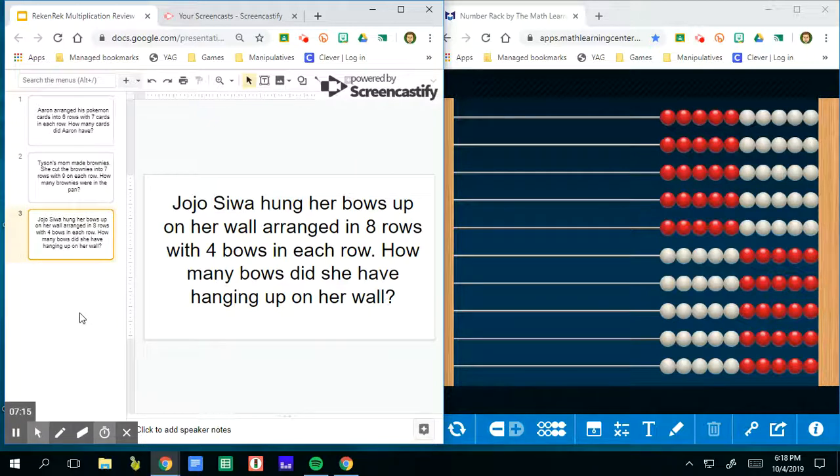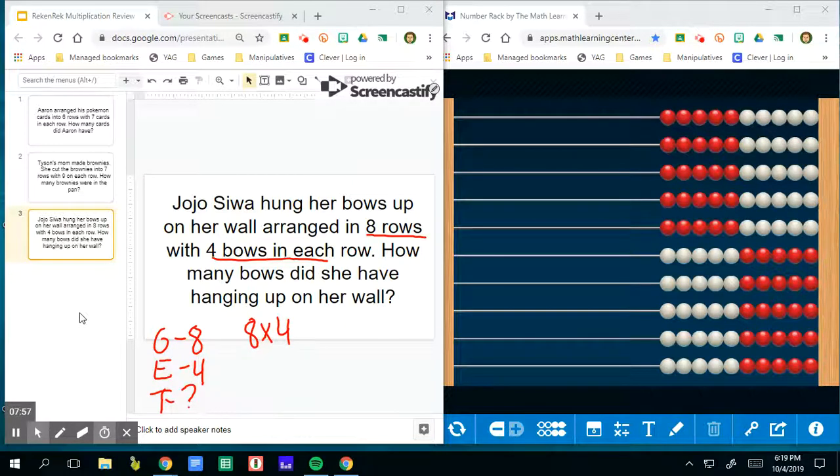Jojo Siwa hung her bows up on her wall arranged in 8 rows with 4 bows in each row. How many bows did she have hanging up on her wall? So I know the question's asking me, how many bows did she have hanging up on her wall? I know that there are 8 rows with 4 bows in each. That means I have 8 groups with 4 in each. And I'm looking for her total number of bows. So 8 groups of 4, that's the same as 8 times 4.